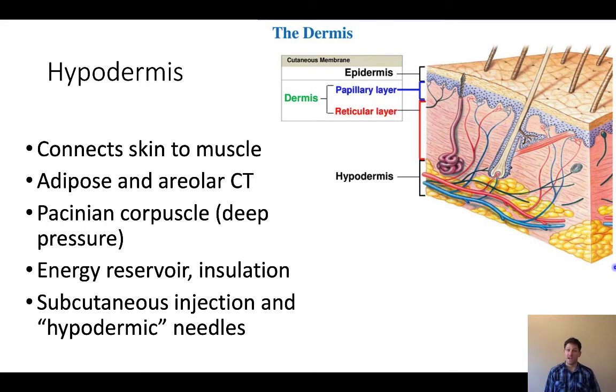It is composed of adipose and areolar connective tissue. We see that we have our Pacinian corpuscles, so our deep pressure, where Meissner's corpuscles are for lighter sensations. It's an energy reservoir, again, insulation like we talked about with adipocytes. And this is where your hypodermic needles go, or your subcutaneous below the skin injections will go.